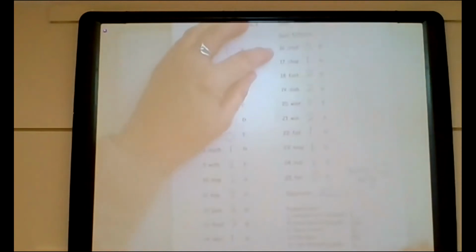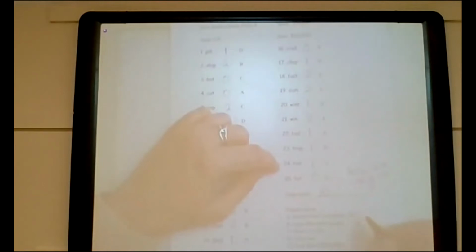15 is a 0, he gets no points. 16 is a 0, he gets no points. 17 is a 1, so he gets 1 point for D. 18 is 2 points, so he gets 1 point for E. 19 is 2 points, he gets 1 point for E. 20 is 1 point, he gets 1 point for E.